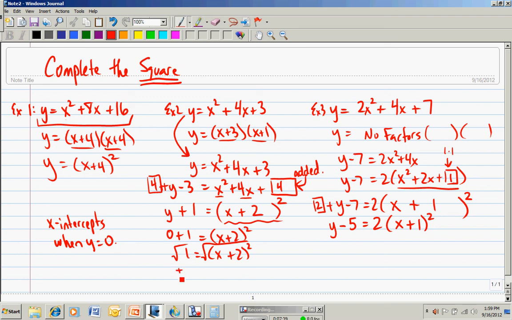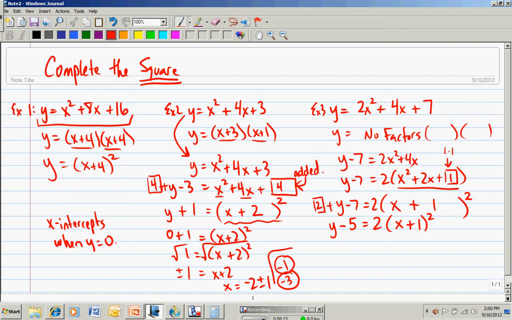Now the square root of 1 actually has two answers, plus or minus 1. The square root of 1 could be positive 1 because 1 times 1 is 1. The square root of 1 could be negative 1 because negative 1 times negative 1 is also 1. So there are two possibilities there. And to solve for x, I'll then subtract 2. So it could be negative 2 plus or minus 1. Now, I have two answers for x here. Negative 2 plus 1, which is negative 1. That's one of the answers. Or negative 2 minus 1, which is negative 3.